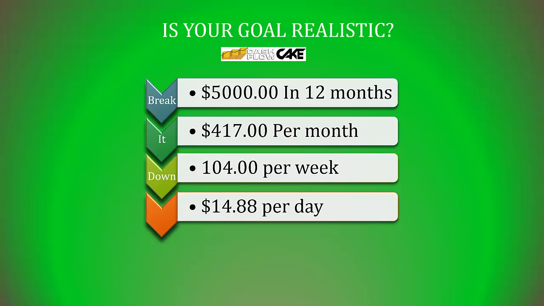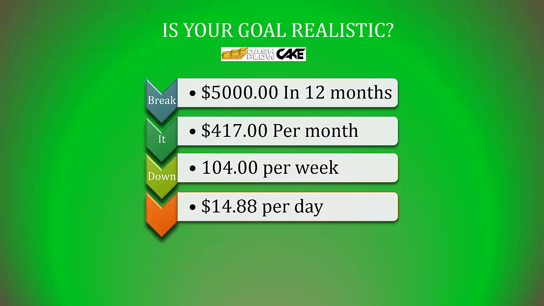As a recap, you just want to make sure that your goal is totally realistic. You want to break it down. $5,000 within 12 months is $417 per month, $104 per week, or $14.88 per day. Then take a look at your checkbook and say, hey, am I bringing this much income in for these time slots, and can I realistically pay them?